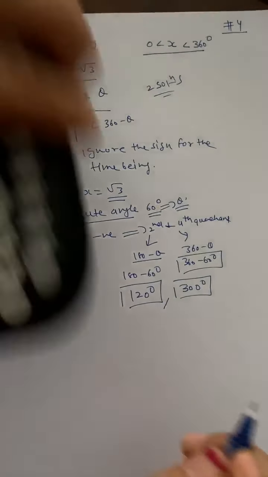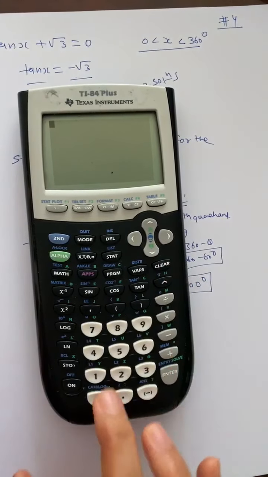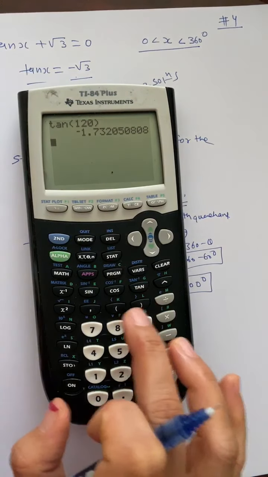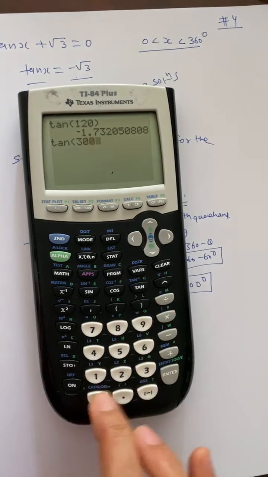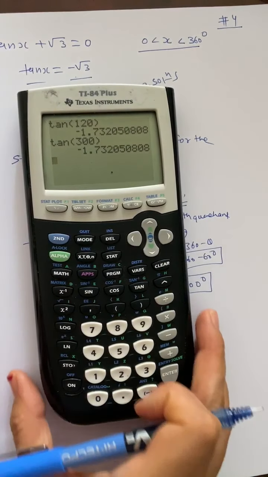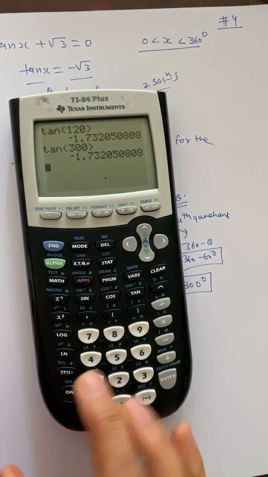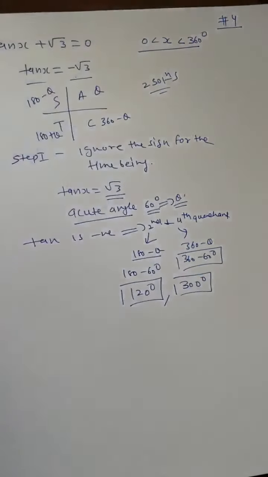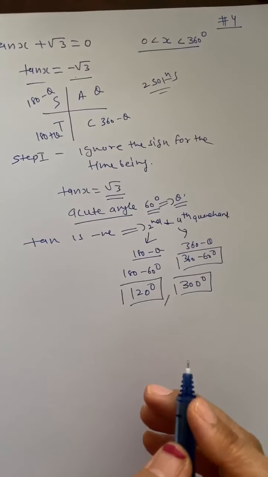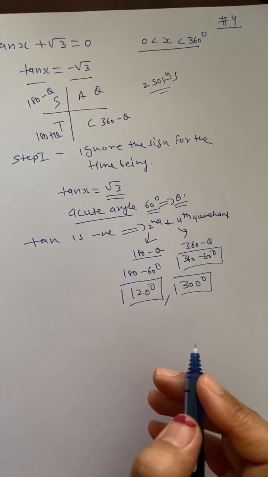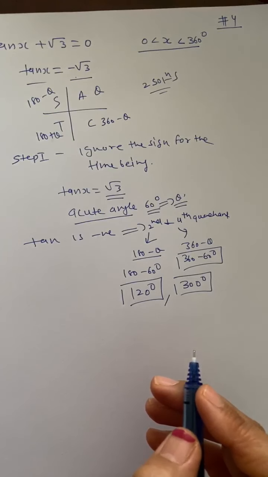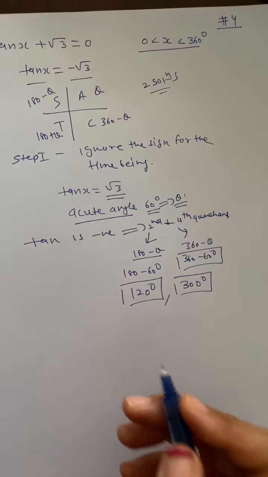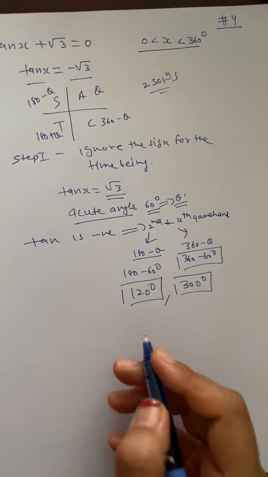Now I'm going to just check it. Tan 120 is equal to this, and then I am going to check tan 300 is equal to negative 1.732, and square root of 3 is approximately 1.732. So that means we are correct. So again, I hope that this is clear. And as I said, the follow-up on this is that I'll try to have homework which is exactly similar to this one.